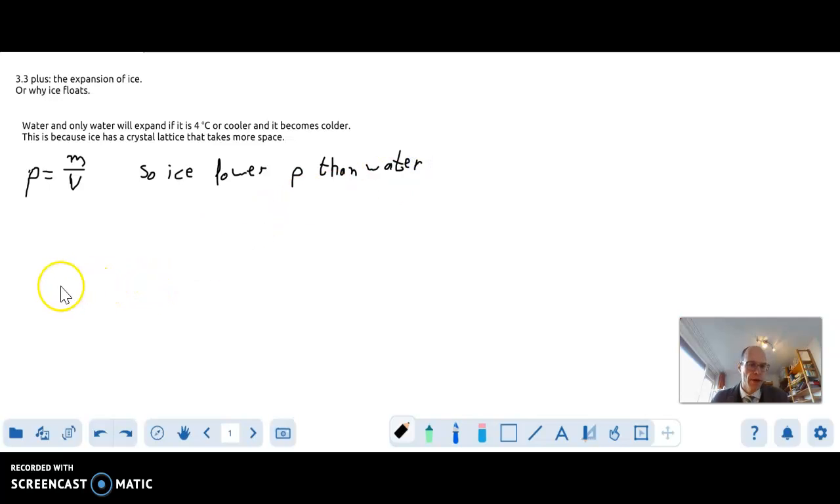So what will happen if we have a bucket of water? If it is above 4 degrees Celsius, then the lowest layer will be at the bottom because it has the greatest density. But if it is 4 degrees Celsius, then this will stay 4 degrees Celsius, and there will be a layer of 3 degrees Celsius, and so on, until we have a layer of ice.